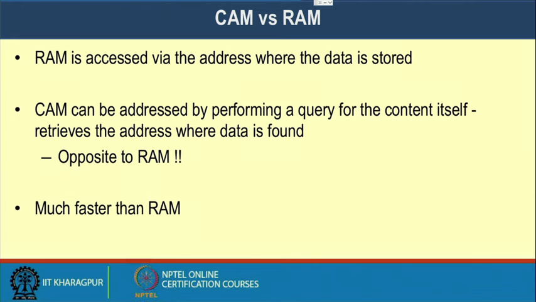So, RAM is basically accessible via this address, and it works on a sequential address principle, and at the same time on the random address access principle. So, you can just pick up an address, go to that location, and pick up the content from there. On the other hand, CAM can be addressed by performing a query for the content itself. So, in case of CAM, you do not require the address, rather it retrieves the address where the content is being found. So, here the search is based on the content itself, not on the address.